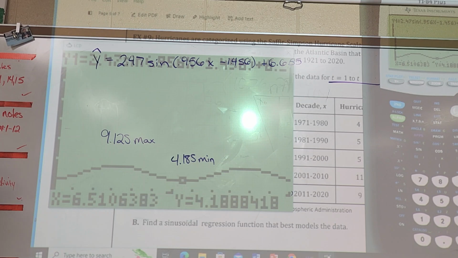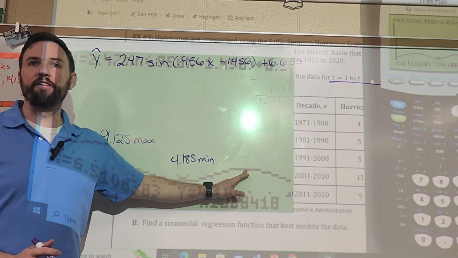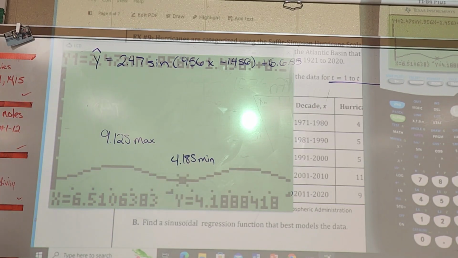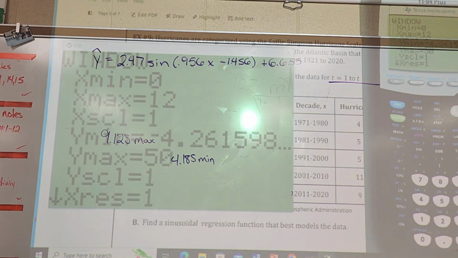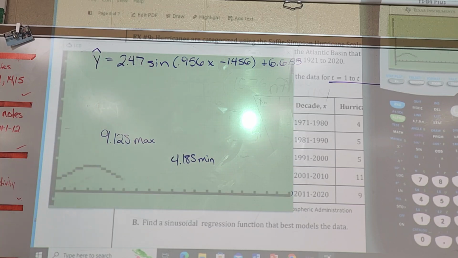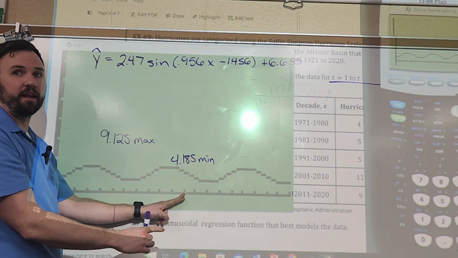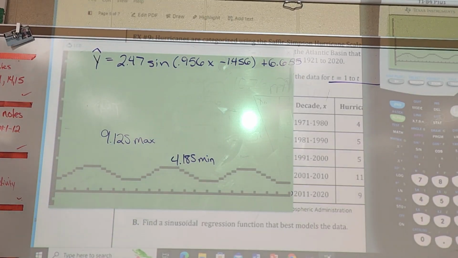In what decade would be the next max? Now think about this though. Where does my max occur? There and there. These have already happened. It's saying the next max. So what am I going to have to do with my window? Right now I have 0 to 12. Let's do 0 to 20. 0 to 20 will get us there, right? Because this is 1 year. That's because it'll happen earlier in the next one. So what's this max over here?